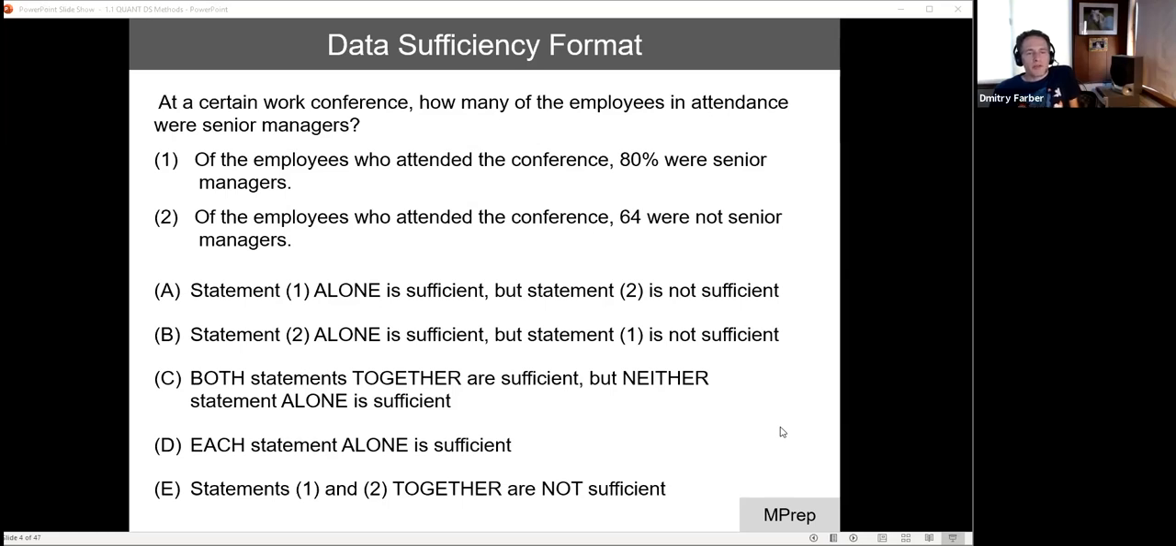We're not going to do this question right now, but the idea is that you choose A if the first statement allows you to answer the question. You choose B if the second statement would work. You choose C if neither statement would work by itself, but you can combine them. You choose D if each statement alone is sufficient, and E if statements 1 and 2 together still wouldn't be sufficient. In other words, if you can't answer the question at all. And if you're wondering what sufficient means, it's enough information to answer the question.